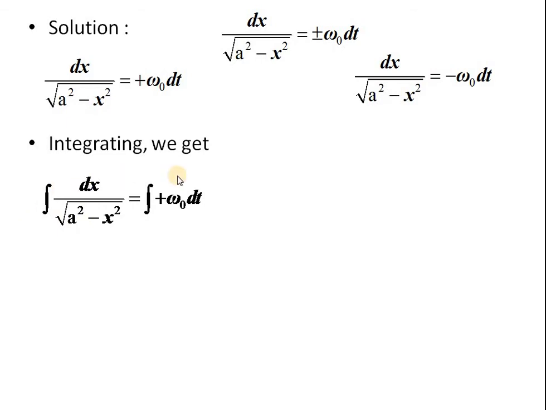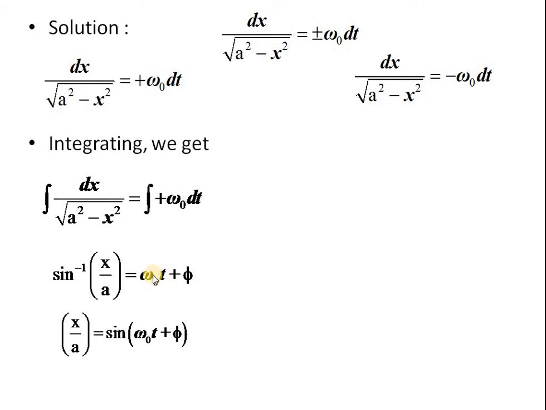So this is the standard differential form. Its solution is very simple. You can get it as sin⁻¹(x/a) is equal to ω0t plus some integration constant, we call it φ. Since this is a standard integral form, no need of an explanation. So sin⁻¹(x/a) is equal to ω0t + φ. So you can write x/a is equal to sin(ω0t + φ), or x is equal to a sin(ω0t + φ). You got the solution. It shows how x is related to time. Okay, x is a sinusoidal function of t.